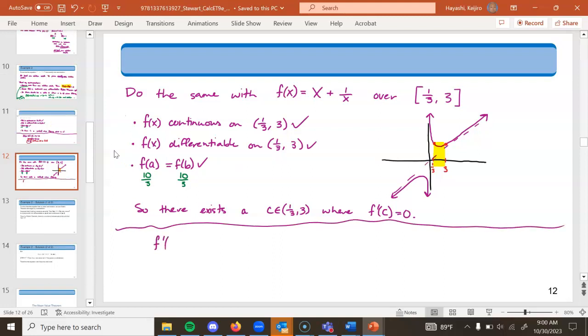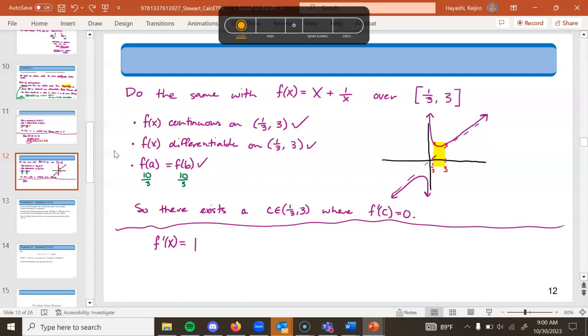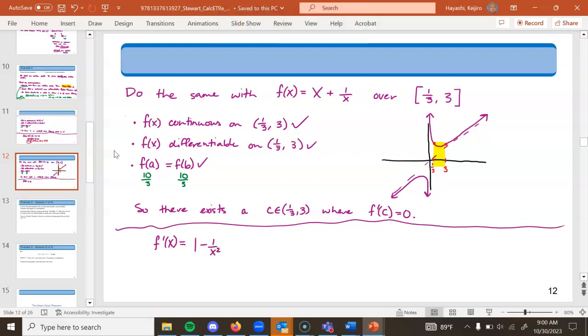Okay, so f prime of x, take the derivative of x is 1. And the derivative of 1 over x is negative 1 over x squared. And that's from the power rule, right? 1 over x is x to the negative 1. You take that negative 1 power, you multiply it in the front, that makes it negative. You decrease the power from negative 1 to negative 2, that makes it negative 1 over x squared. So both of these just use the power rule.